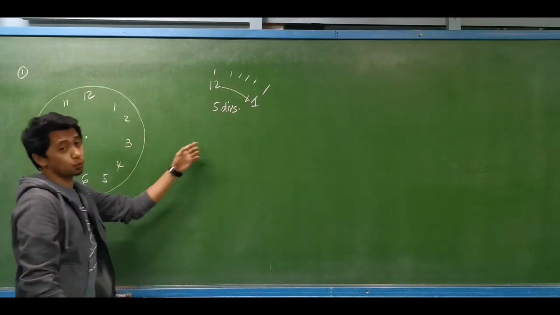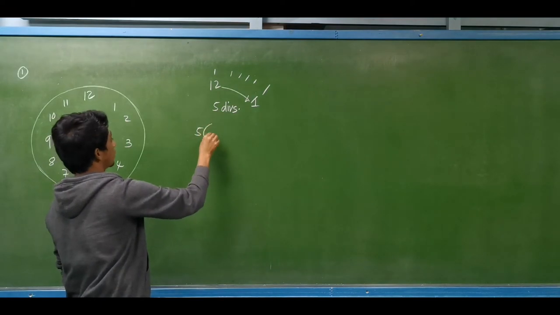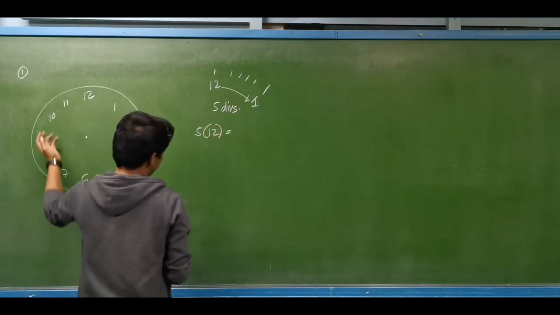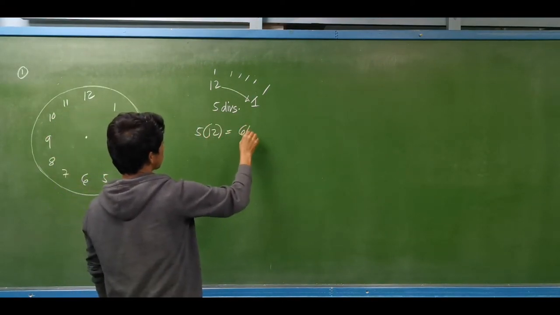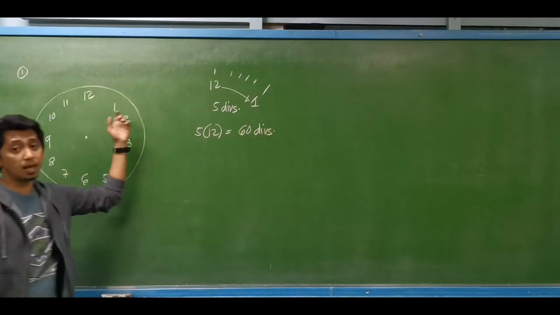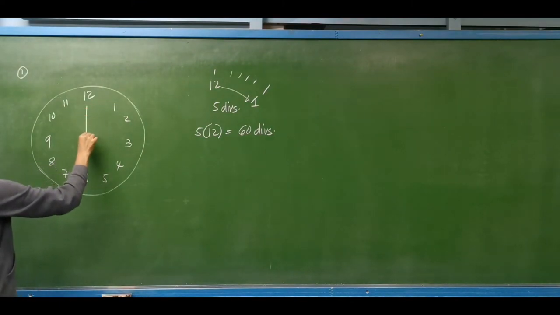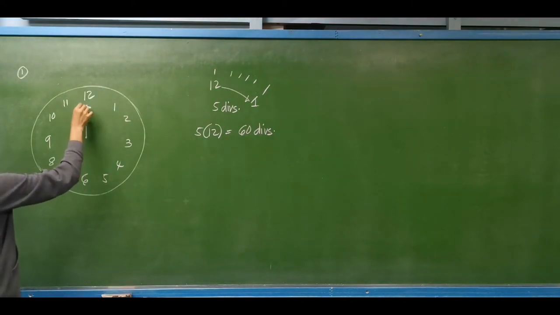How many divisions do we have for the entire analog clock? That is the same as 5 times 12. You may consider the entire clock to correspond to 60 divisions. Okay? So around the clock, that corresponds to 60 divisions. Let us consider one of the hands of the clock. Let's say this is the minute hand.